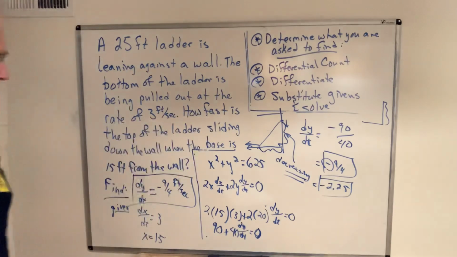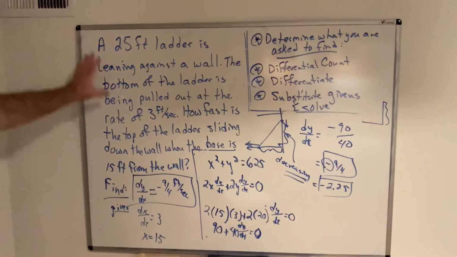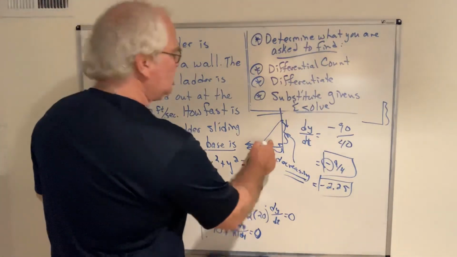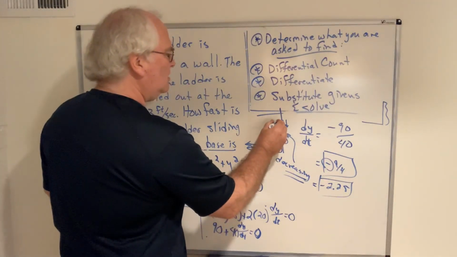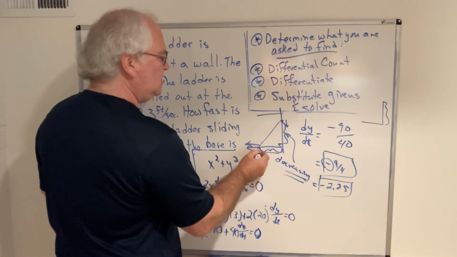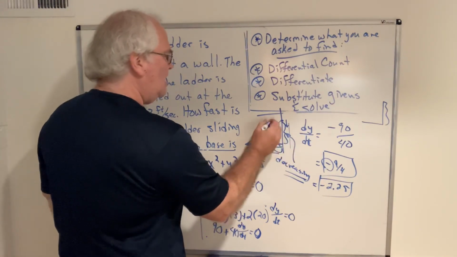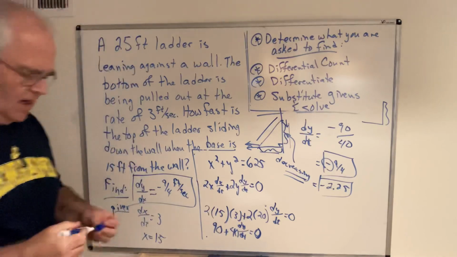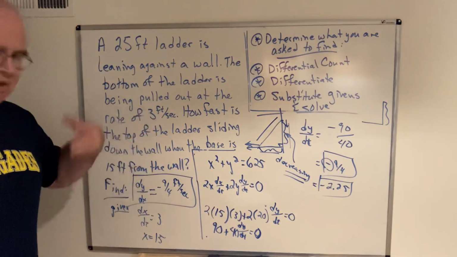So there's our ladder sliding down the wall problem. Next, what we'll do is a variation on this theme. Our next problem is going to be, what if this ladder is retractable? And so not only is this distance changing, not only is that distance changing, but also this distance is changing. And a little more is going on, and we'll see how that works out.